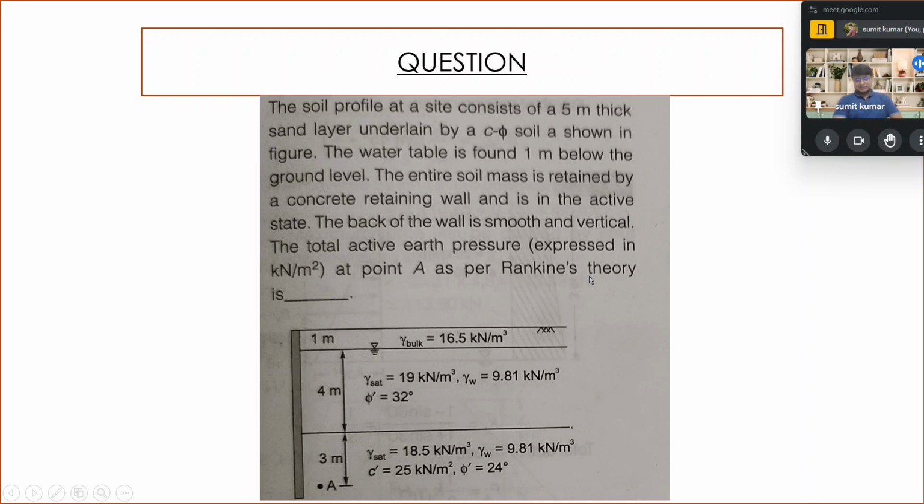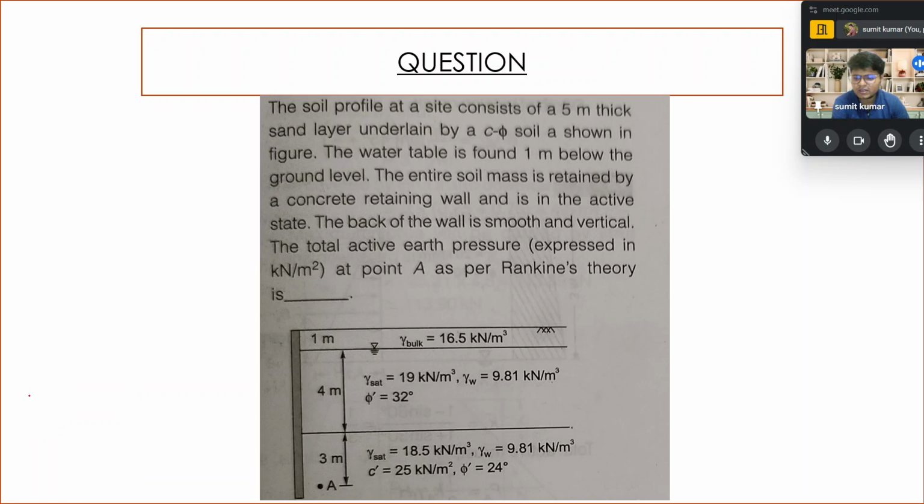Okay, over here you see again, the question mentions that the soil profile at the site consists of a 5 meter thick sand layer. The diagram is also given: the top 1 meter has a different bulk unit weight, the 4 meter layer is different, and then the C-phi soil as shown in the figure. The water table is found at 1 meter below the ground surface. Okay, very good. The entire mass is retained by a concrete retaining wall and is in the active state. The back of the wall is smooth and vertical. Find the total active pressure in kilonewton per meter square at point A. So this is not a difficult problem. This is a very simple problem.